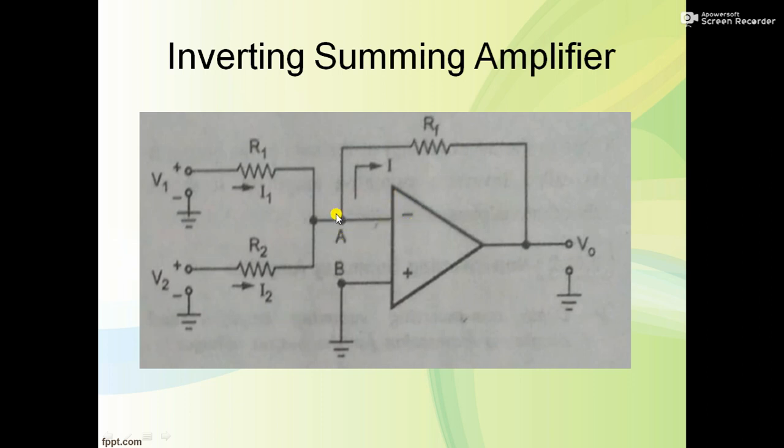And according to the virtual ground concept, whatever the voltage at node A is also equal to node B. Node B voltage is 0 volt, so finally VA is equal to VB is equal to 0 volt.